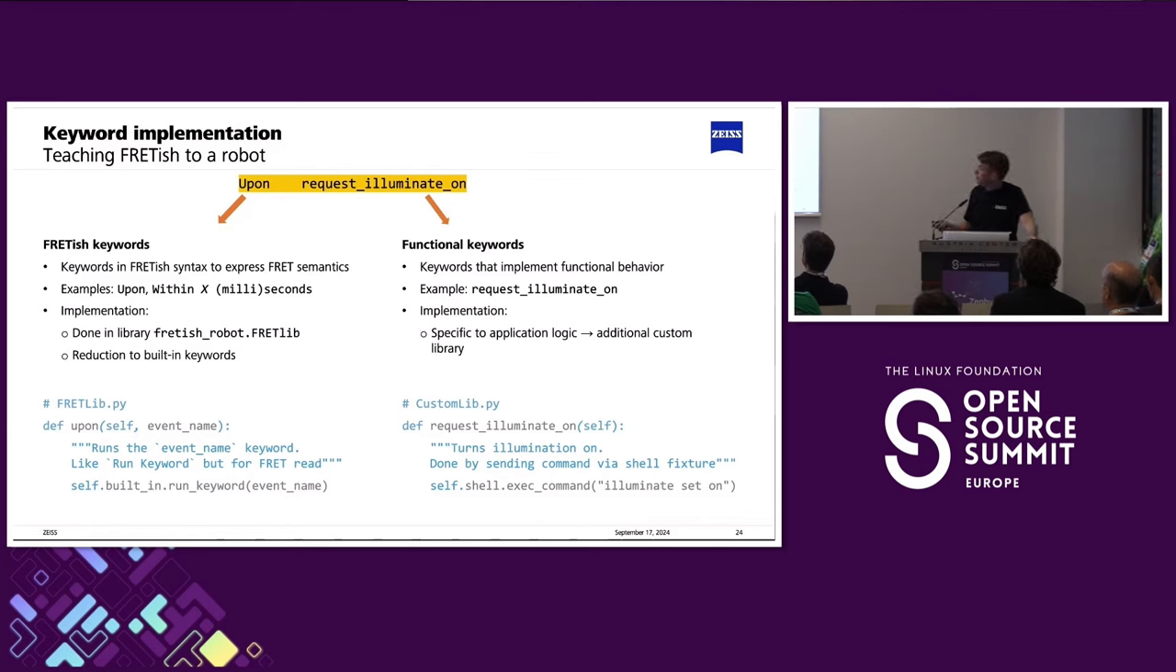We look first into the FRETish keywords part. These are the words like upon or within X milliseconds. And here we provide a FRETlib library that can be used in robot. For example, we have an implementation of the upon keyword here. And an example for a functional keyword would be request illuminate on, and there we also have an implementation here utilizing the Zephyr shell.